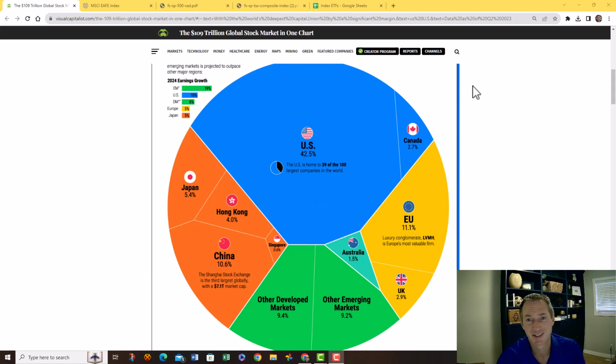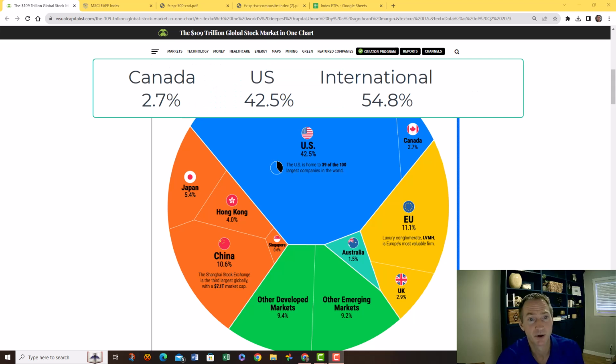So maybe instead of breaking up your equity portion equally, maybe you want to mirror what the global market does. So maybe you want to allocate 2.7% of your portfolio into the Canadian portion, 42.5% of your portfolio into the US portion, and 54.8% into the rest of the world, the international portion.